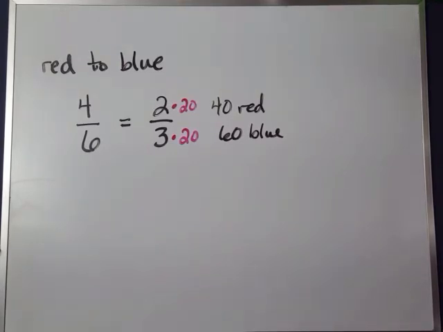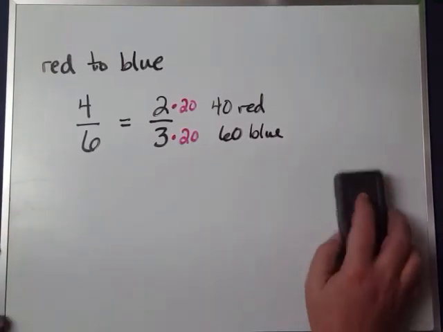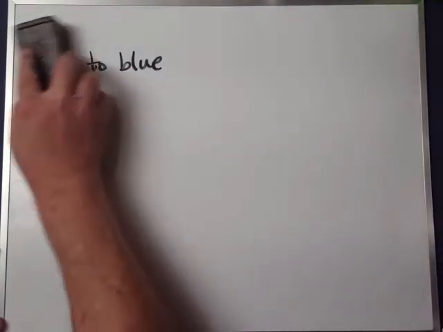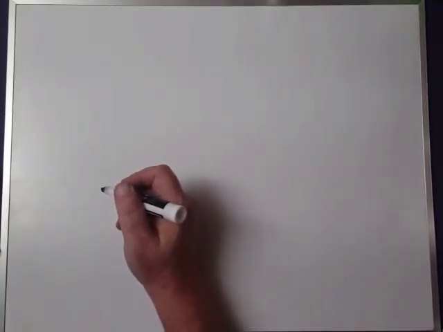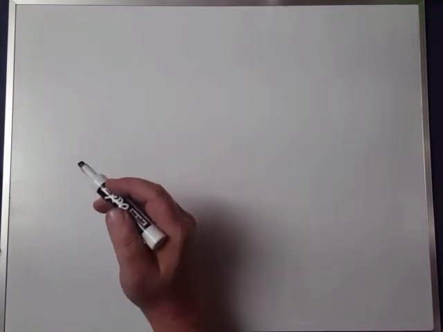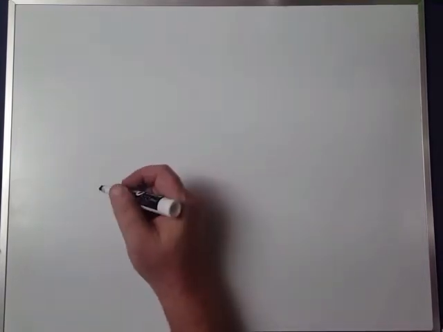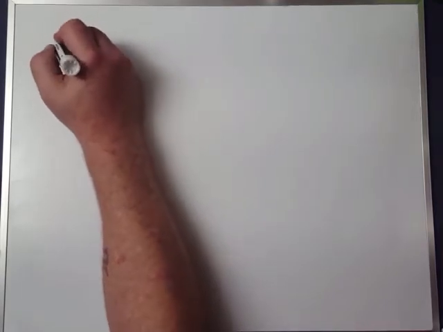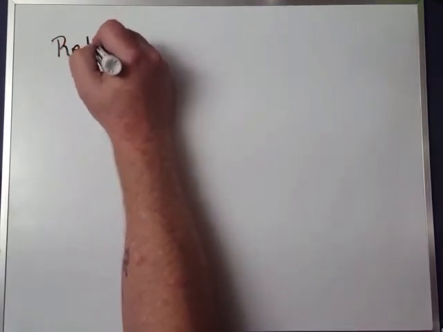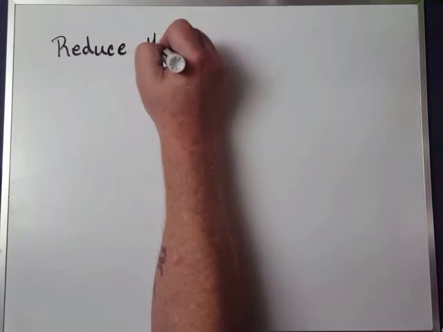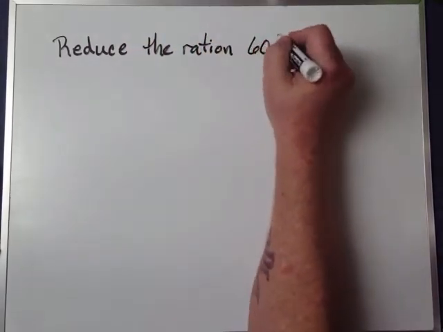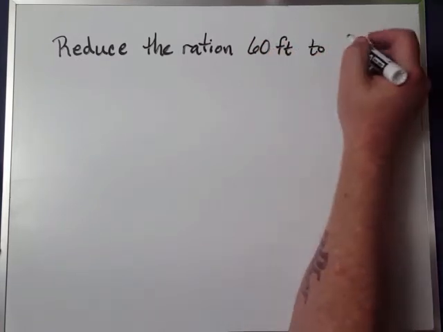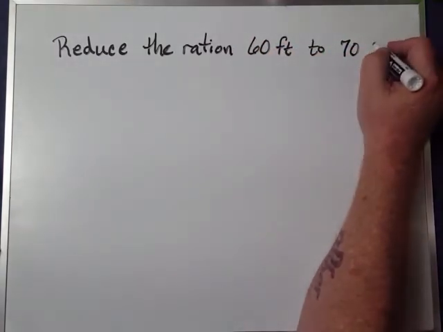Let's look at the homework set and see some of the ratios they're going to have us reduce. Number 4, here on page 158. It says, write a ratio for each word phrase, express fractions in lowest terms. What I will probably do on a quiz or a test is something like, reduce the ratio. And number 4, reduce the ratio 60 feet to 70 feet.